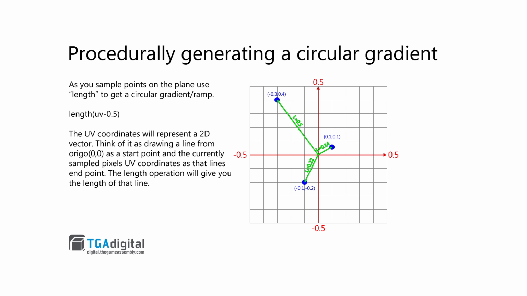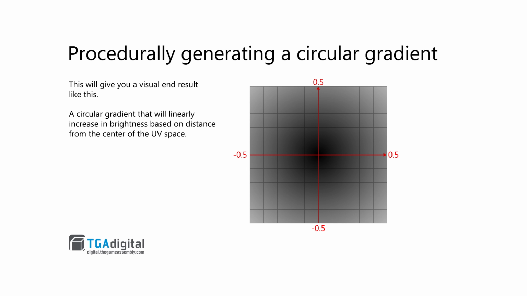Now, think of those lengths as brightness on a gradient, on a circular gradient. As you can see, the length will be a lower value towards the center or the origo, and it will be a greater value the more it goes towards the corner or the end of the grid, if you will. Now, if you show this as a visual result, this is what you get. And now we've essentially created a procedural circular gradient. It has perfect resolution in that you can continue to zoom in infinitely, and you will always have good resolution. And you can save texture memory as well by doing it this way.